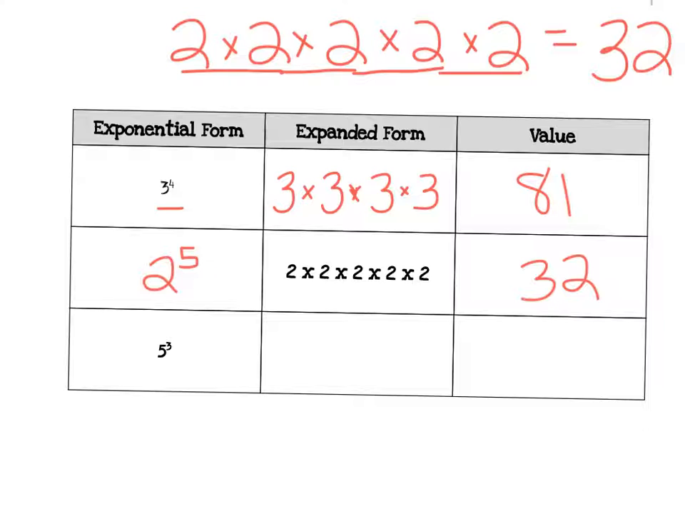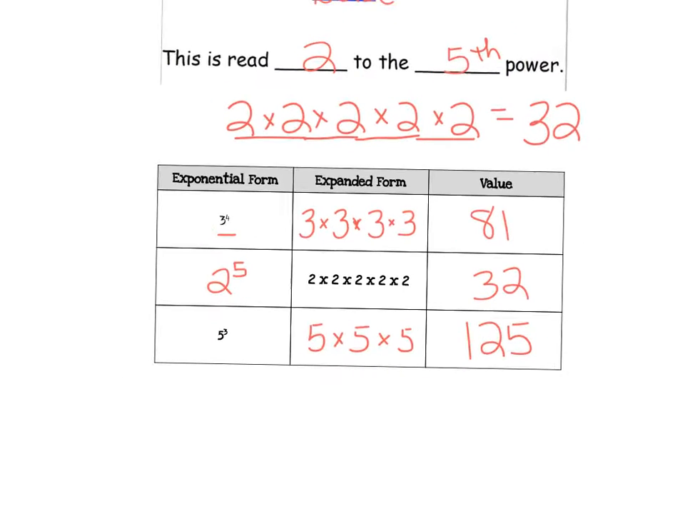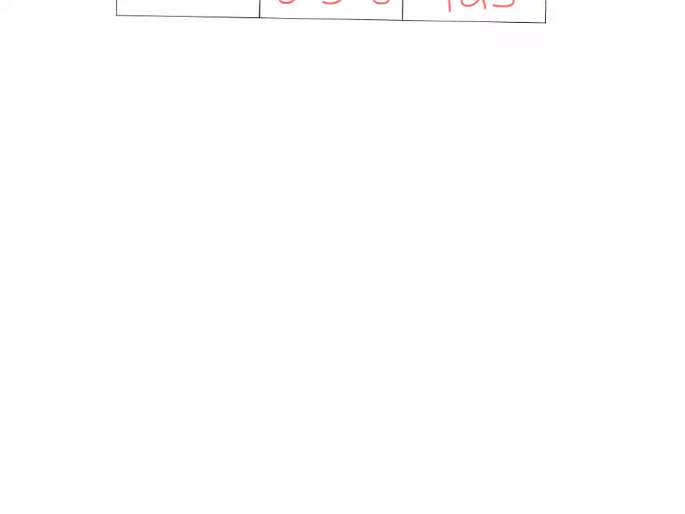Okay, third row, we have 5 to the 3rd power. It means we're taking 5 times 5 times 5. And if you multiply that out, you will get 125. Okay, flip your paper over to the back side here quick.